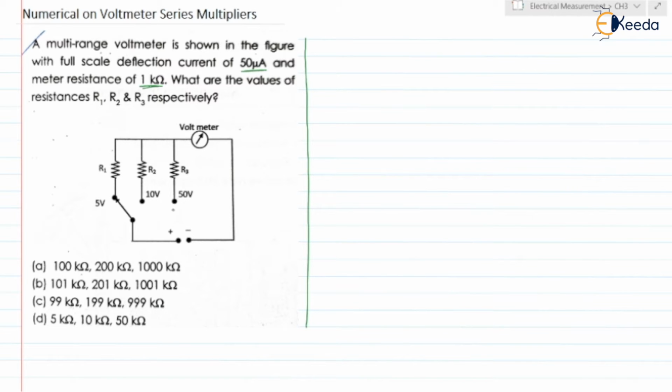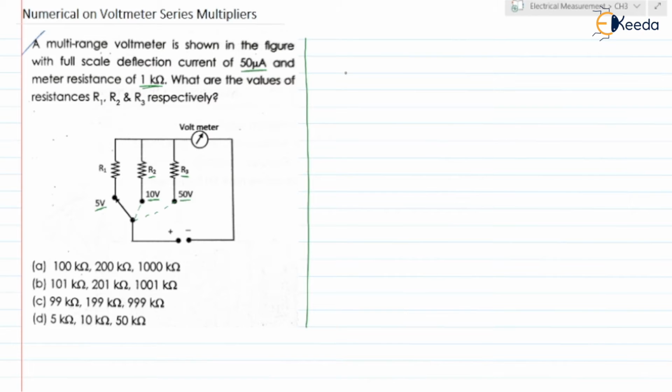Okay, so if we check, this is the multi-range voltmeter. Why is it multi-range? Because when this switch is connected to this point, the circuit will be like R1 is the external resistance, that is a series resistance in series with the basic voltmeter. The range for this is 5 volt, means V is equal to 5 volt when the switch is connected here. When the switch is connected at this position, V is equal to 10 volt and the series resistor is R2. When this switch is connected to this position, then V is equal to 50 volt and the series resistor is R3.